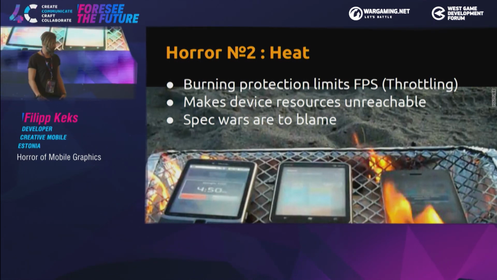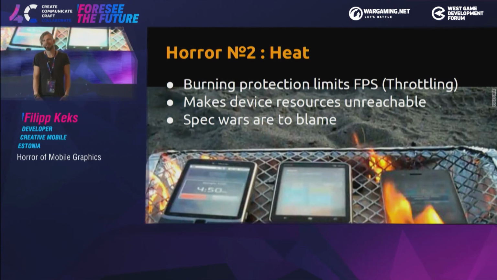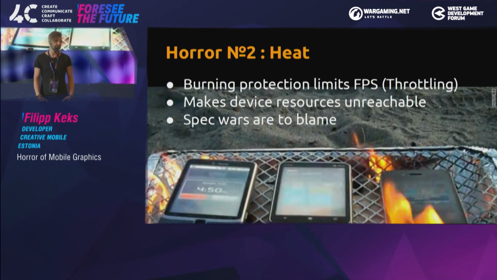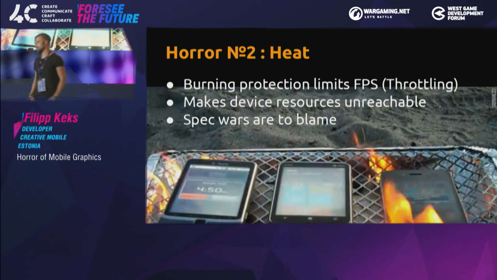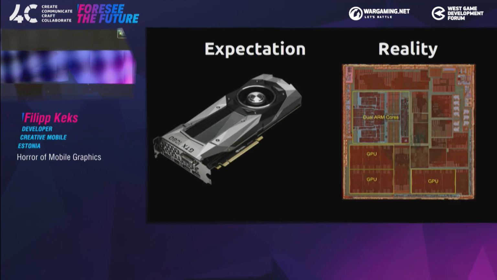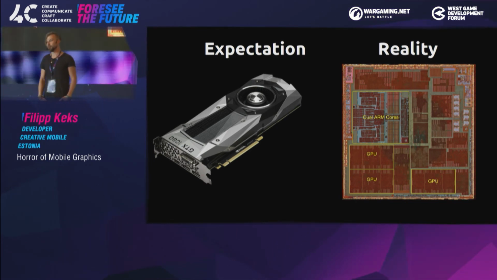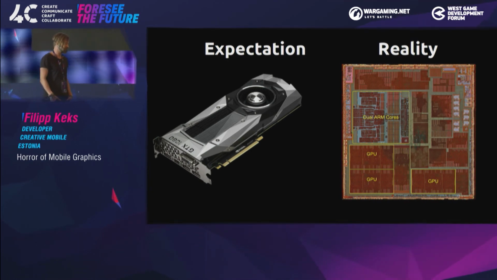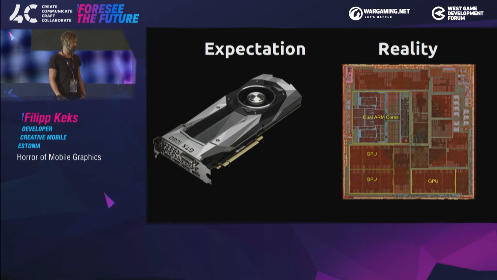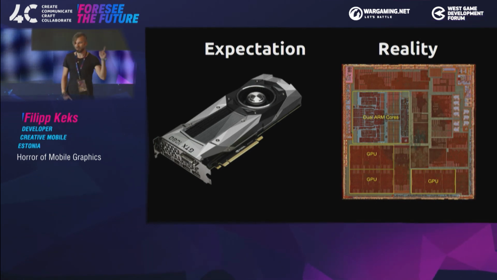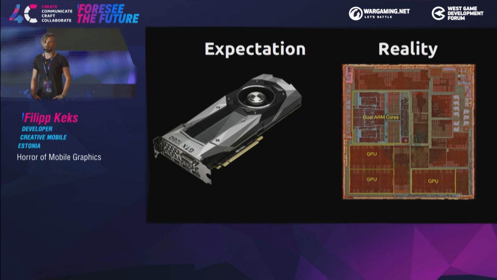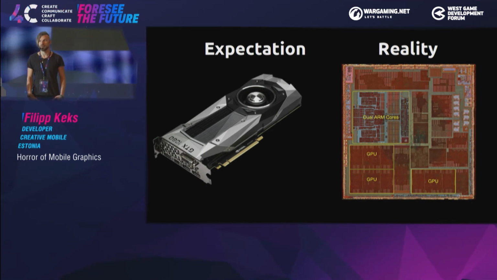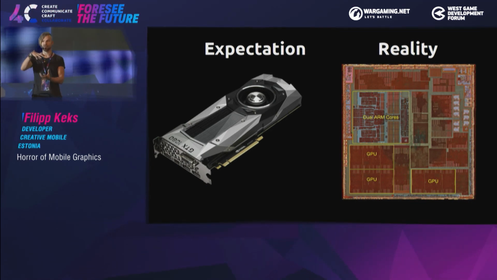The most horrific horror for graphics developers is heating, temperature. Like I said, when I was commenting on this slide, the device on the left has efficient cooling. The small chip on the right, that's, by the way, iPhone A9, can't have cooling like that.